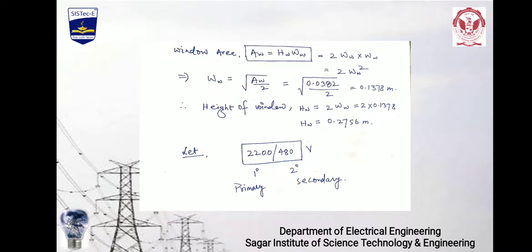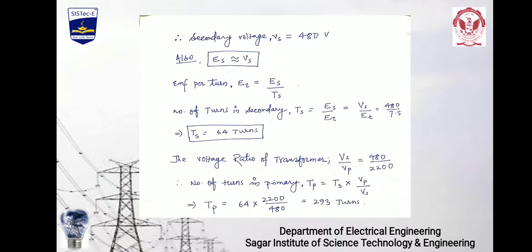Let the 2200 volt side be the primary and the 480 volt side be the secondary. Secondary voltage Vs is equal to 480 volt. Also Es is equivalent to Vs. EMF per turn, Et is equal to Es upon Ts. Number of turns in secondary, Ts, is equal to Es upon Et, which is Vs upon Et, equal to 480 upon 7.5. Now the secondary turns come to be 64 turns. The voltage ratio of the transformer Vs upon Vp is equal to 480 upon 2200. Number of turns in primary, Tp, is equal to Ts into Vp upon Vs. That implies Tp is equal to 64 into 2200 upon 480, which is 293 turns.